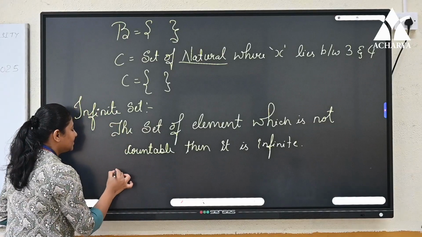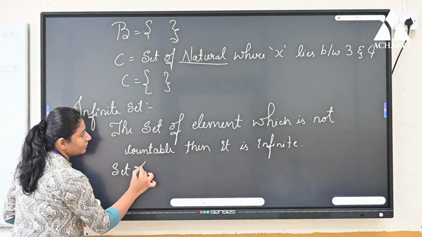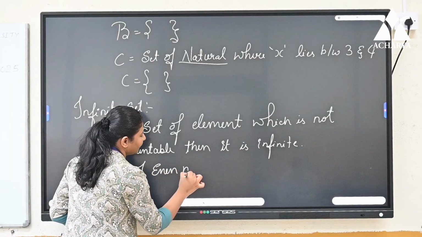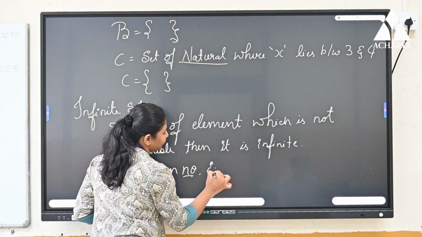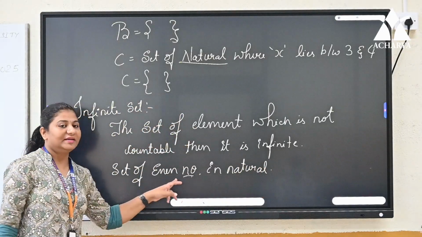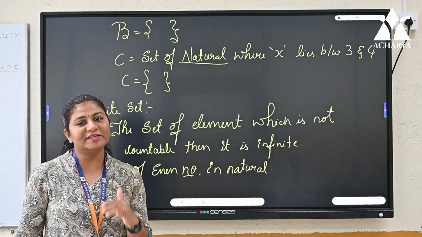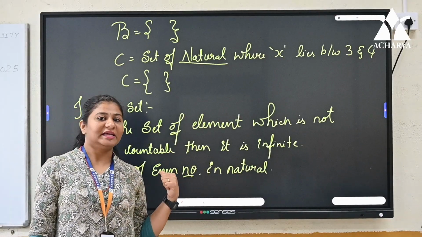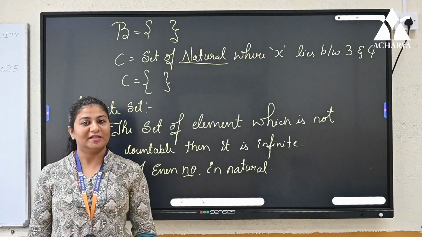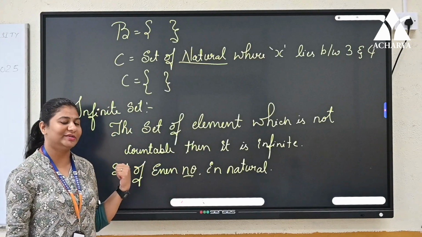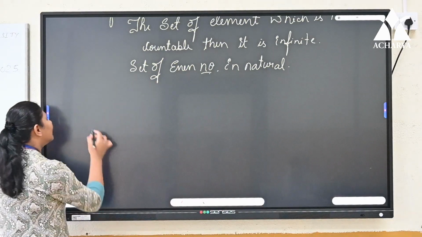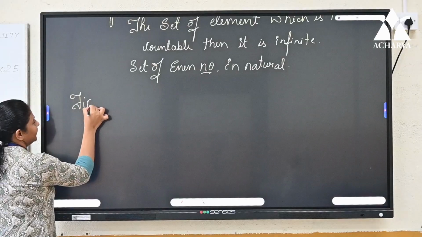Next, the set of even numbers in the natural numbers. Is it possible to count? This is also not possible. When it comes to even natural numbers, everything is divisible by 2. Even though the natural numbers are not countable, how can this be countable? So it is also an infinite set. Then which is a finite set? A finite set is one which is countable.